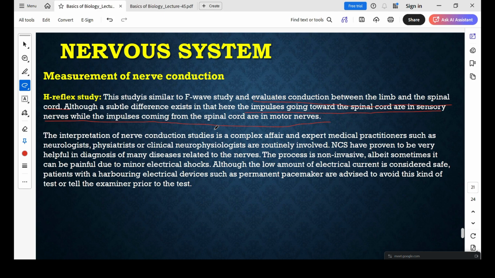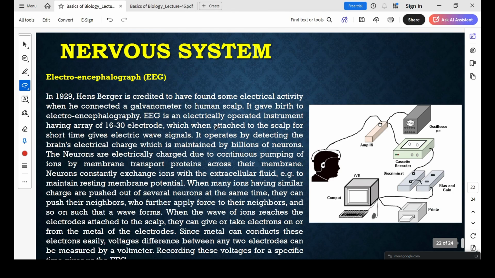These shocks are usually of a very low amount and have been proven not to be deleterious to humans normally, but people who have pacemakers are usually advised not to do these studies, and alternate studies are suggested instead.